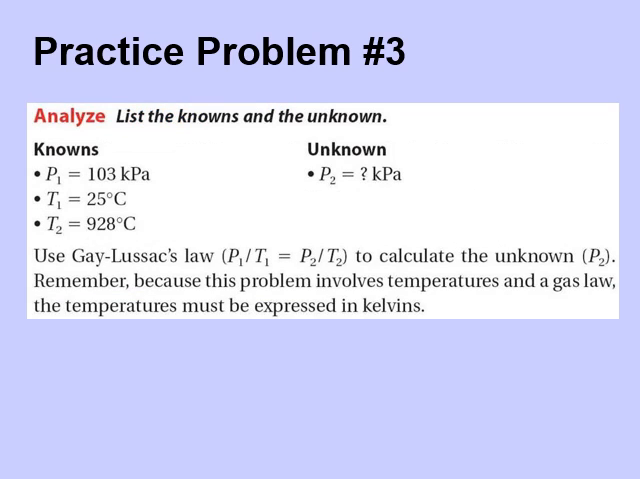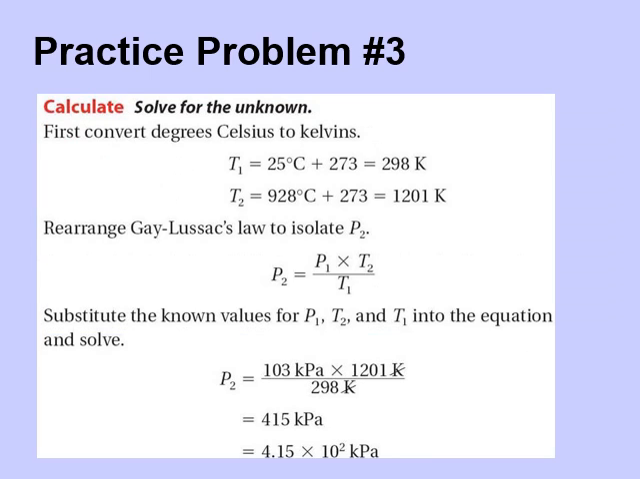So the first thing that we want to do is write out all of our knowns. Again, it doesn't matter if you labeled that one P2, T2, as long as they are together because they are under the same conditions. And then we need to use Gay-Lussac's law to calculate our unknown. And we also need to convert temperature to Kelvin as we have done here. So remember, P1 over T1 equals P2 over T2.